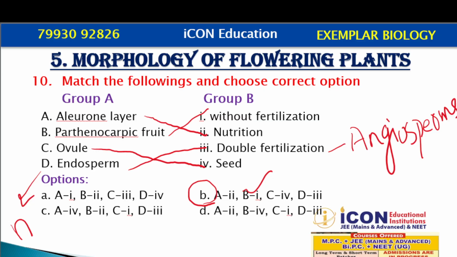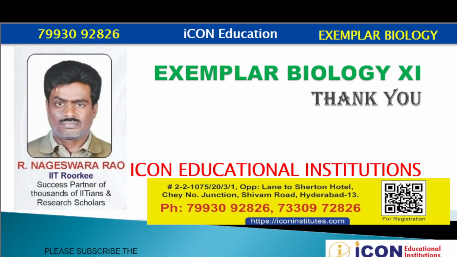So whenever a match the following question comes, go with the option which you are sure of, and see whether it is there in only one of the options. Sometimes it may be there in two options. At that time you can go with the second answer. So with this we have finished the practice exemplar questions of chapter 5, morphology of flowering plants. Hope you find it easy.